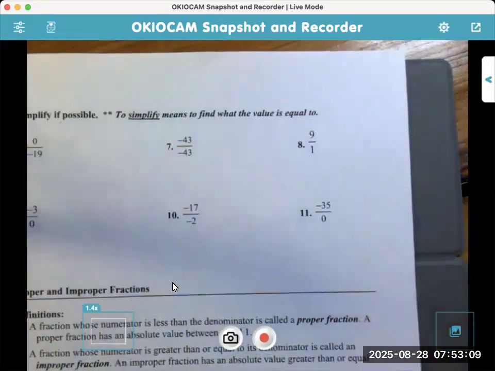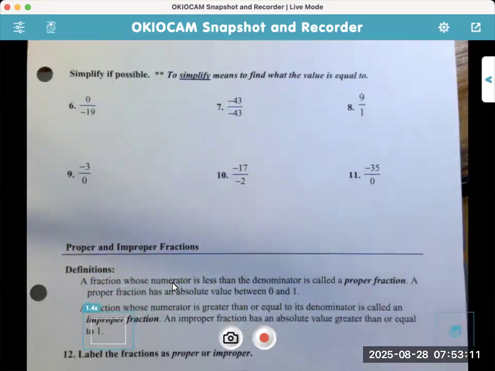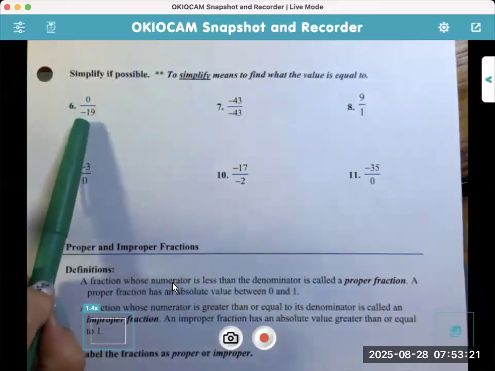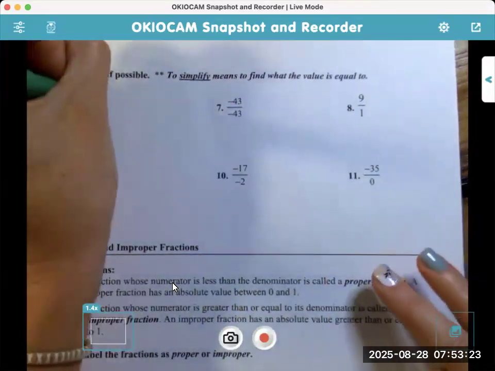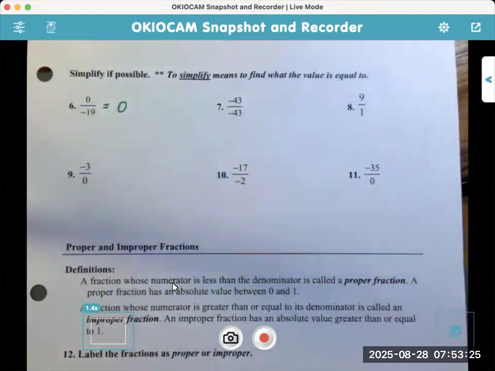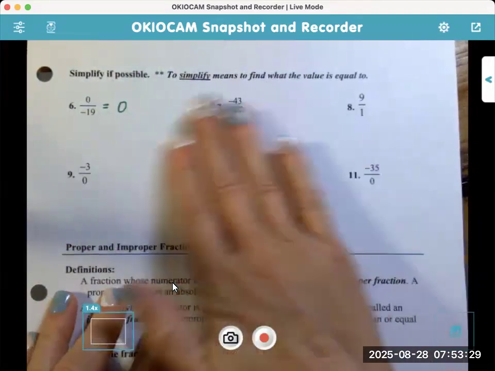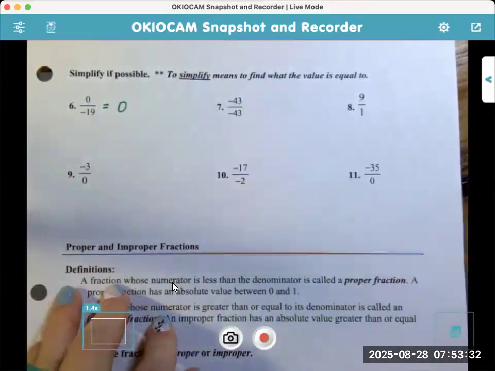Okay, simplifying fractions. To simplify fractions, we're just using the properties we learned on the previous page. Remember here, if I have nothing and I divide it by negative 19, well then it's still nothing. Actually, I want y'all to pause the video and do the rest on your own. I was about to get too excited.